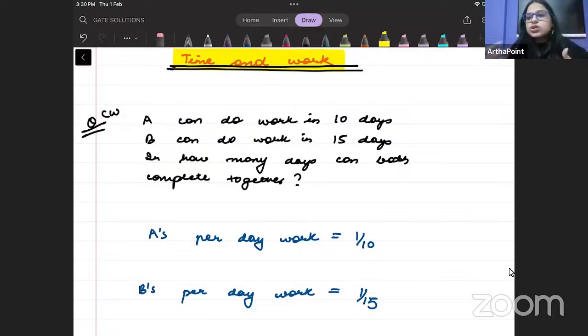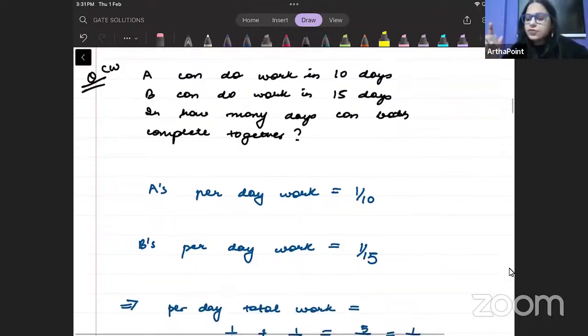Or questions like, suppose A, B and C started the task together, but A left. Then B and C continued the task. In how many days task will be completed? तो ऐसे questions exam में बहुत ज़्यादा आएंगे where you will be given time and work kind of questions. Let us see the first question of this.